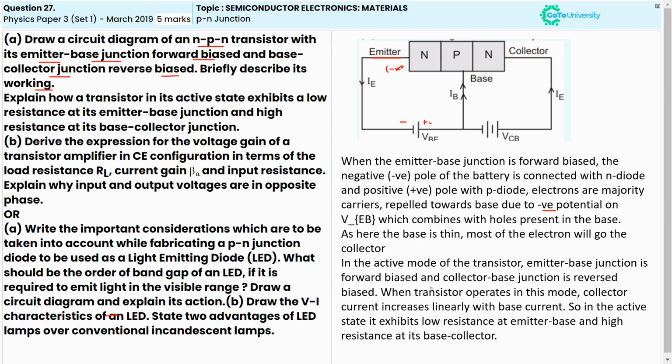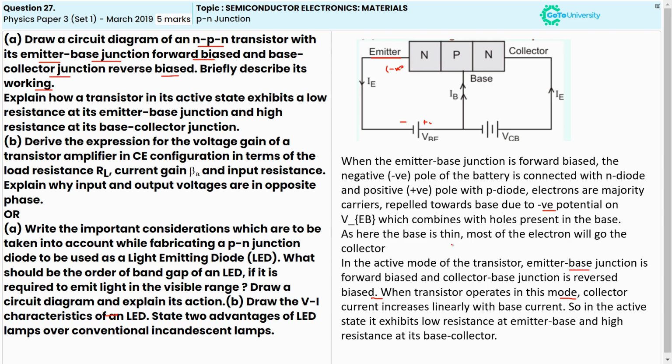In the active mode of the transistor, the emitter base junction is forward biased and the collector base junction is reverse biased. When the transistor operates in this mode, the collector current increases linearly with the base current. So in the active state, it exhibits a low resistance at the emitter base and a high resistance at its base collector.